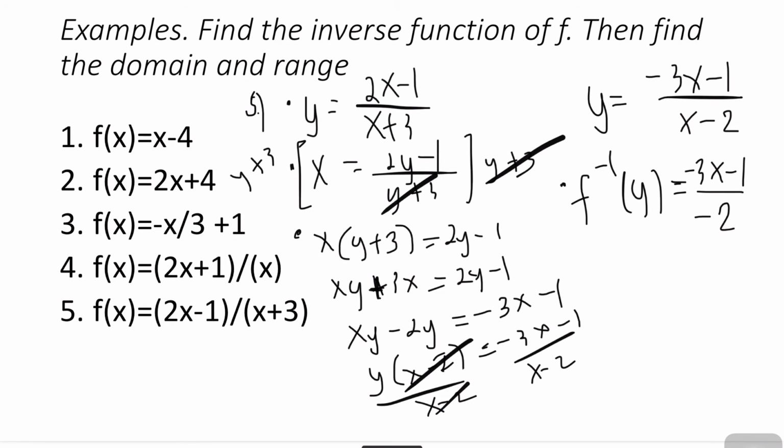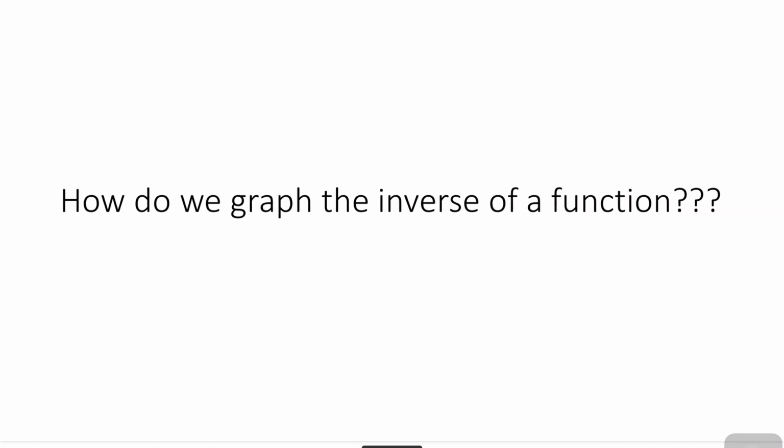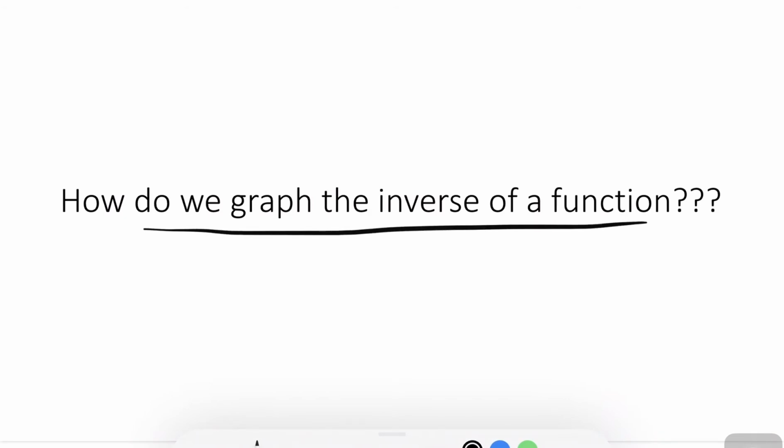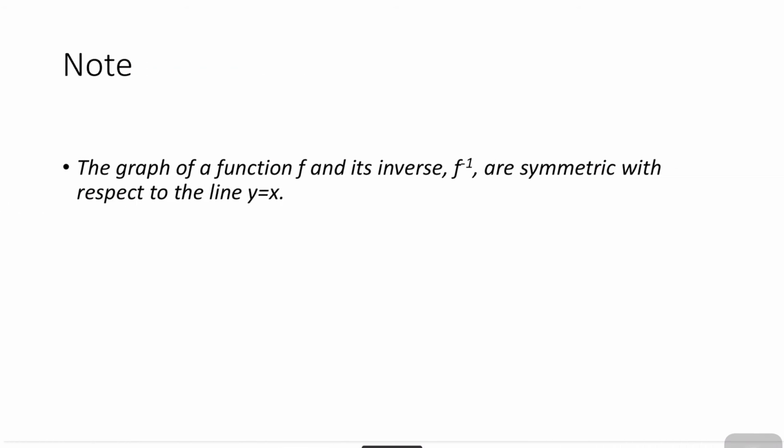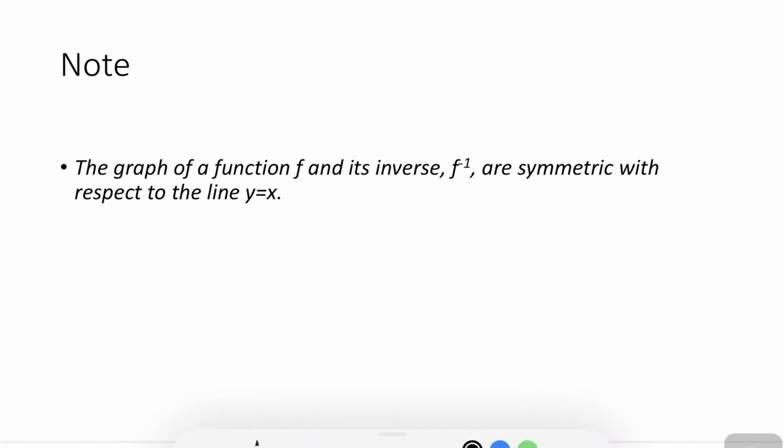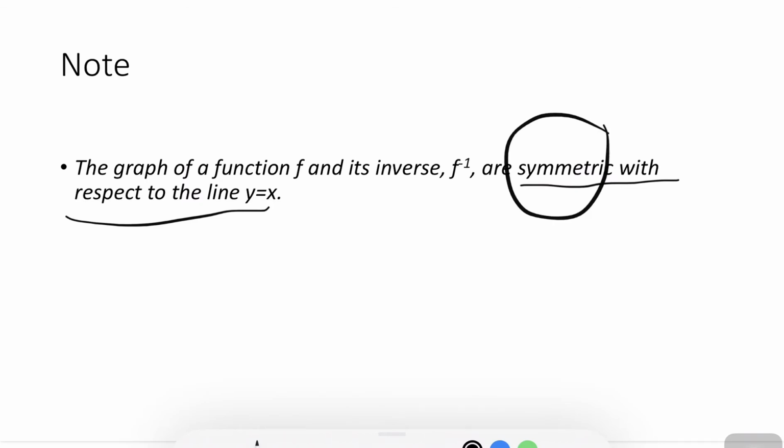Okay, so how do we graph an inverse function? In graphing an inverse function, it's easy. Now we have this note. The graphs of a function and its inverse are symmetric with respect to the line y equals x. Symmetric meaning it's just a mirror image.